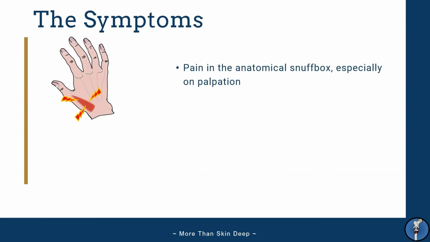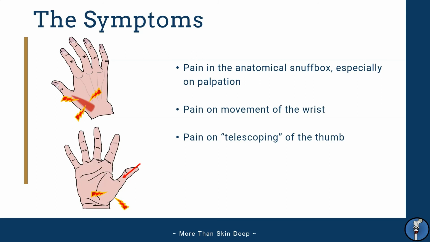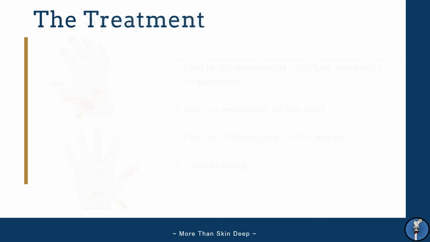The symptoms, as we discussed earlier, are pain, particularly in the anatomical snuff box, especially on palpation. There's pain on the movement of the wrist, as the scaphoid bone is involved in the wrist joint. There's pain on telescoping of the thumb, which is when you press in a longitudinal fashion on the thumb. That's because the scaphoid sits approximately in line with the base of the thumb joint. And there's usually limited bruising, which is clinically significant because it makes the diagnosis a little bit more difficult.